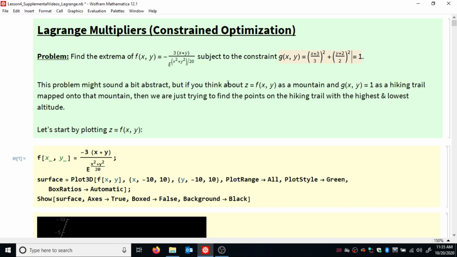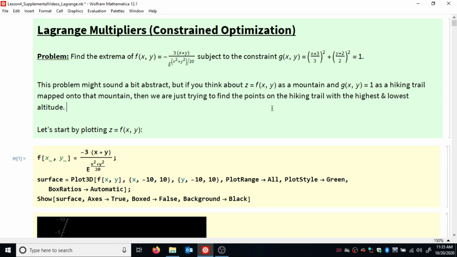Basically, I have a function z equals f of x, y that I want to maximize or minimize subject to this constraint. This sounds a little bit abstract, but if you think about your z equals f of x, y as a mountain, as a surface living in three-dimensional space, and you think of your g of x, y equals 1 as a hiking trail that you can map onto that mountain, all I'm really trying to do is find the points on our hiking trail at the highest and lowest altitude, the highest and lowest z value on that hiking trail.